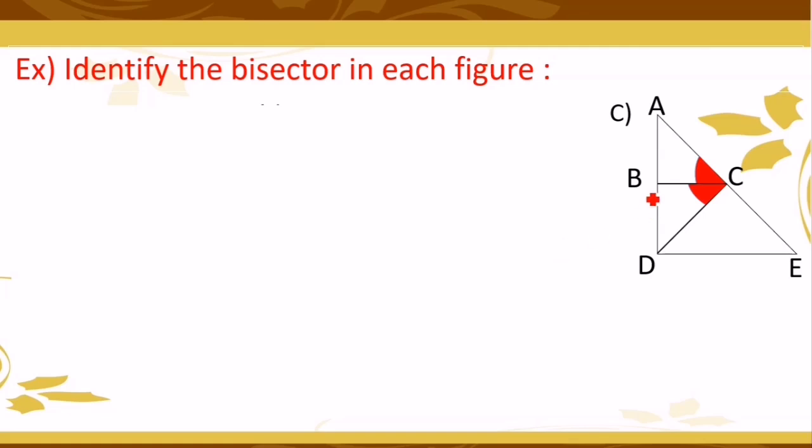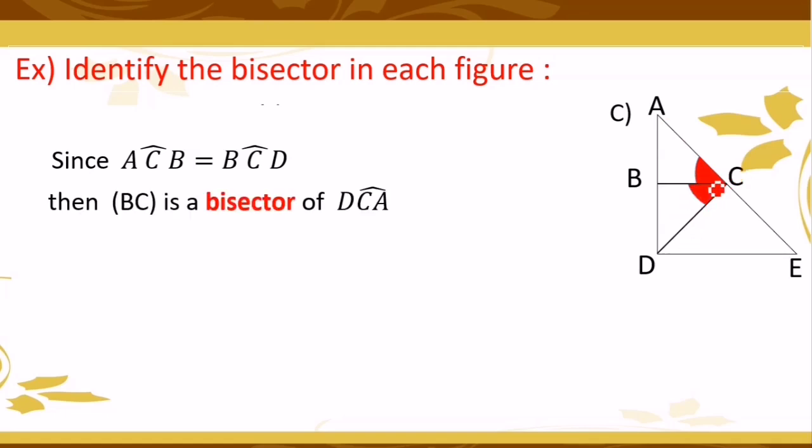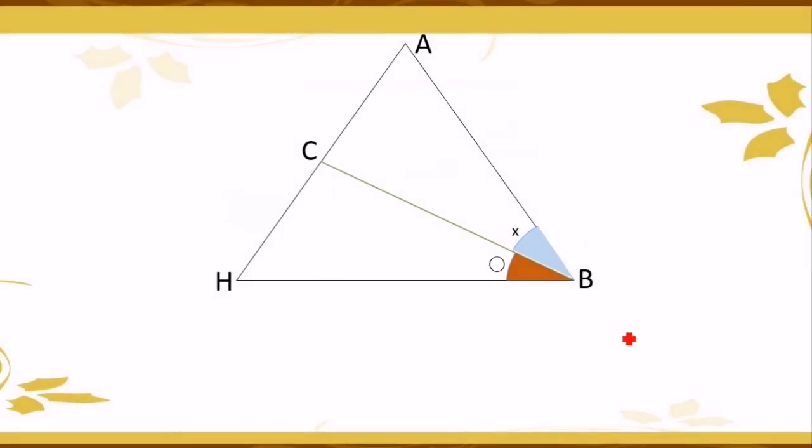In figure C, we have angle ACB equal to angle BCD since the two angles are marked by the same color. So the line BC divides the angle ACD into two equal angles. So we can deduce that the line BC is the bisector of angle ACD. Very good. Now, look at this figure.